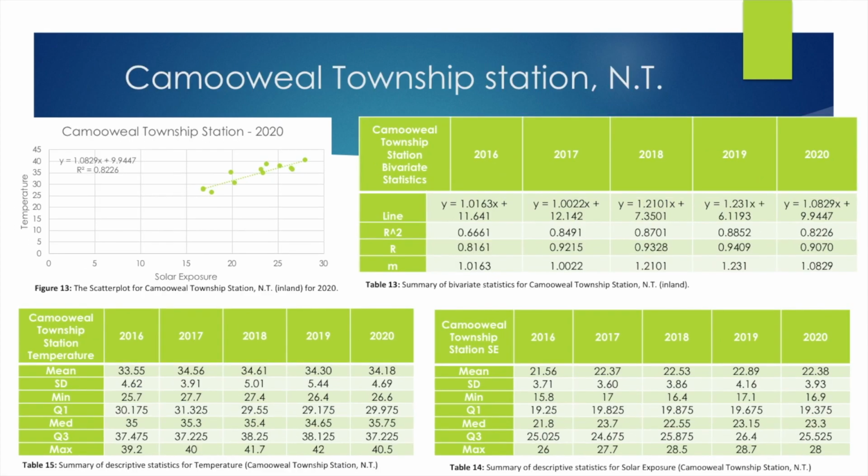From the Camberwell Township weather station, located inland in the Northern Territory, the data shown in Figure 13 and Table 13, we can see a strong positive linear association between solar exposure and temperature in this area. The univariate statistics show the minimum temperatures recorded average to be 26.76 degrees, with the maximum averaging 40.68 degrees.